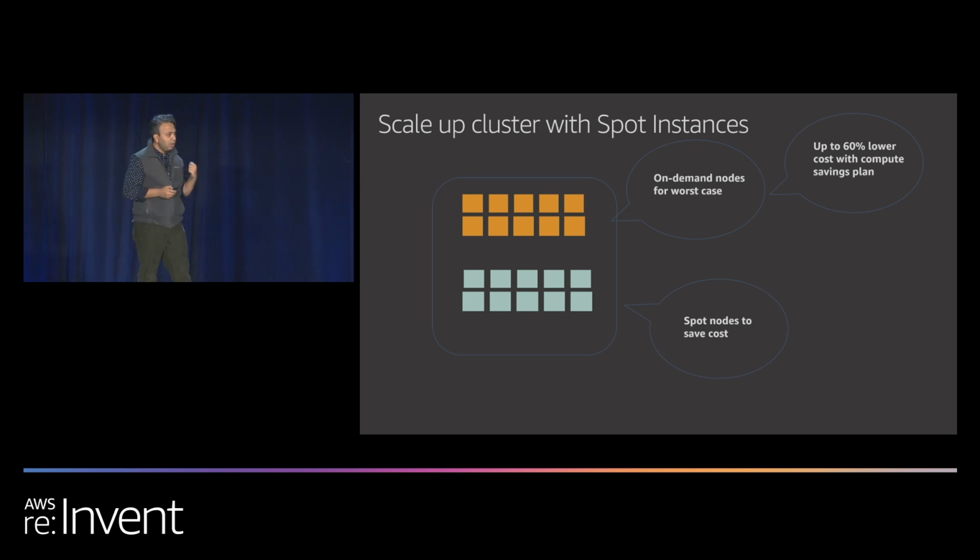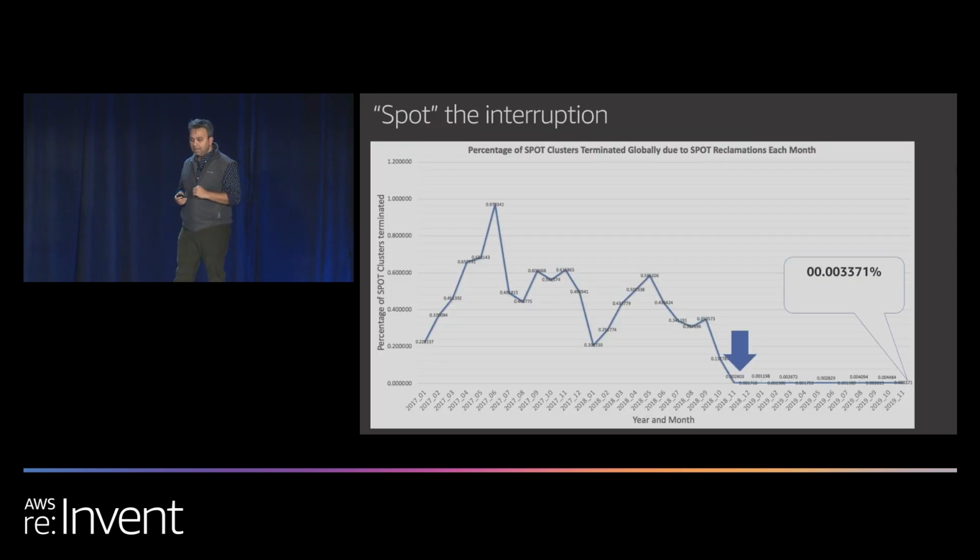So you'll ask, what about interruption? How much do you get interrupted? Do customers get interrupted? So let me show you some data. This is the data of how many clusters across the world get interrupted because of Spot interruption. So you would see, the number is pretty low, it's about 0.2%, but that was not good enough for us.